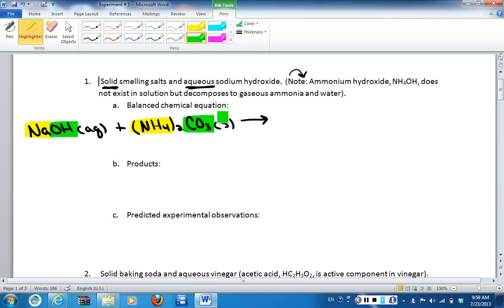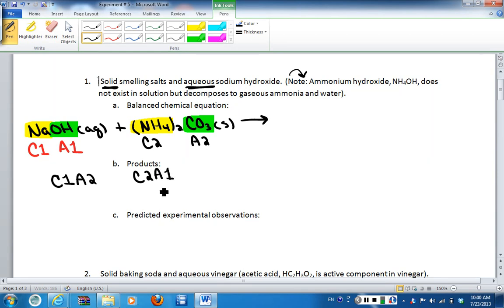Now, the easiest way to predict what your products are is to do what I call a crisscross method. So what do I mean by that? Well, we have cation number 1 and anion number 1. We have cation number 2 and anion number 2. And basically what I mean by the crisscross method is to switch. We would take cation number 1 and pair it with anion number 2, and we would take cation number 2 and pair it with anion number 1 in order to determine what our products are going to be.